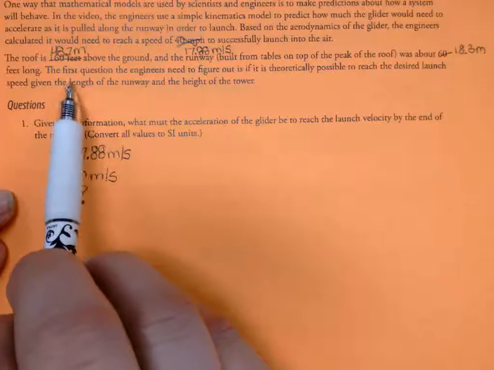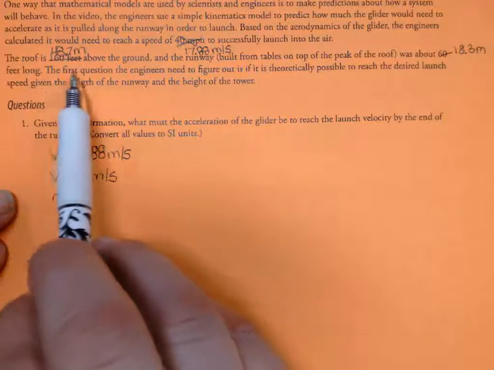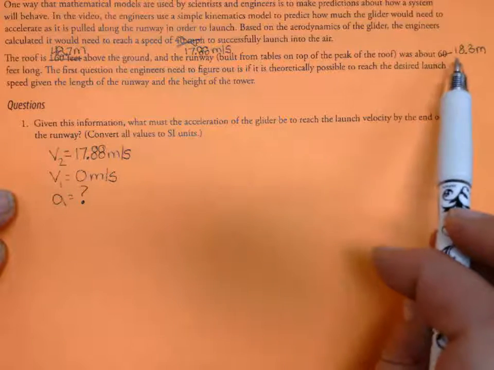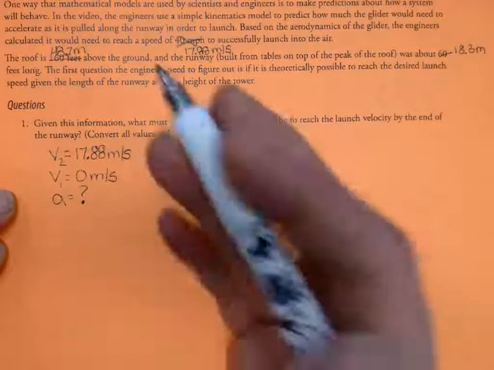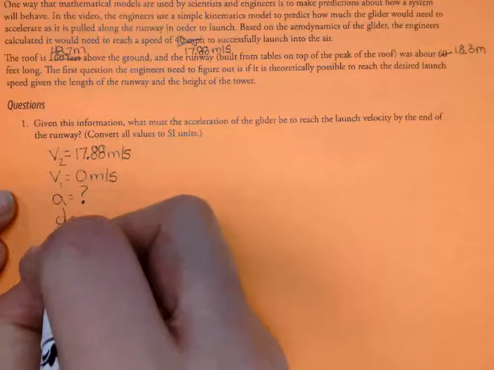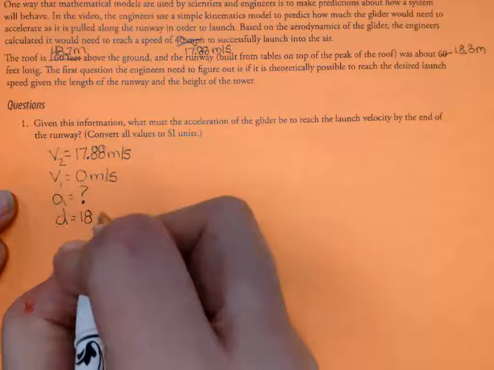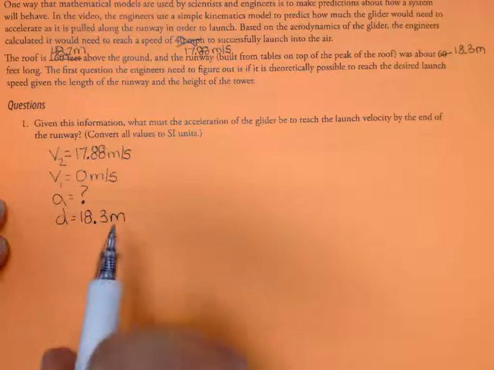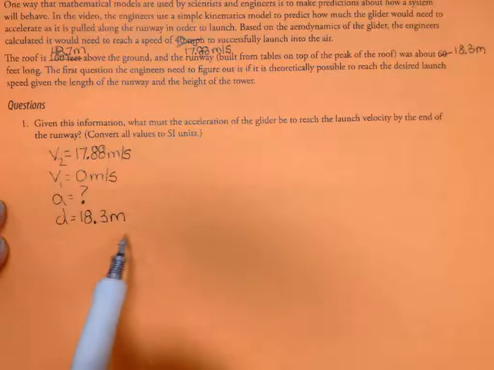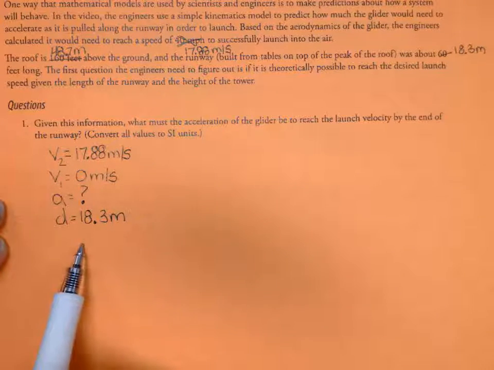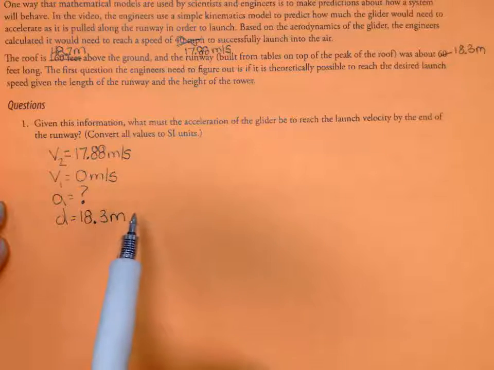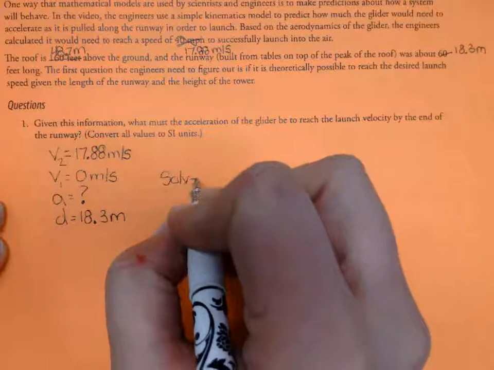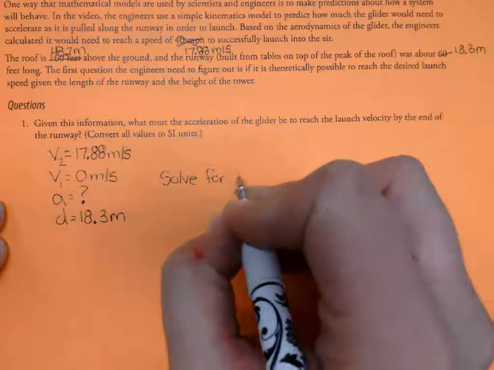And it says by the end of the runway. So how long is the runway? The runway is going to be built from tables on the peak of the roof, and it's 18.3 meters long. So my displacement is 18.3 meters long. So now we have 3 out of 4 kinematic variables. So you can pick a kinematic equation and you can solve for acceleration.